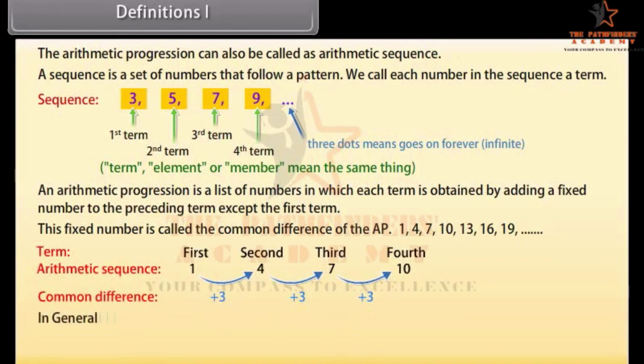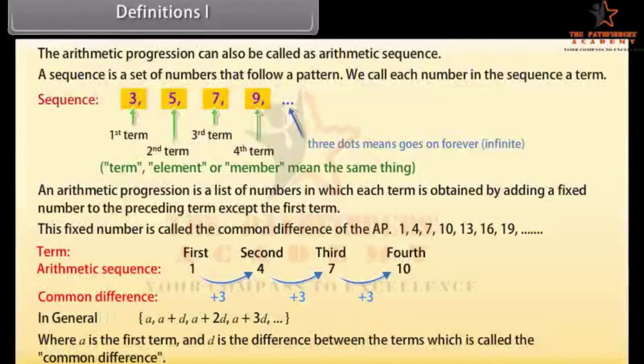In general, we can write an arithmetic sequence like this: A, A plus D, A plus 2D, A plus 3D, and so on, where A is the first term and D is the difference between the terms, which is called the common difference.